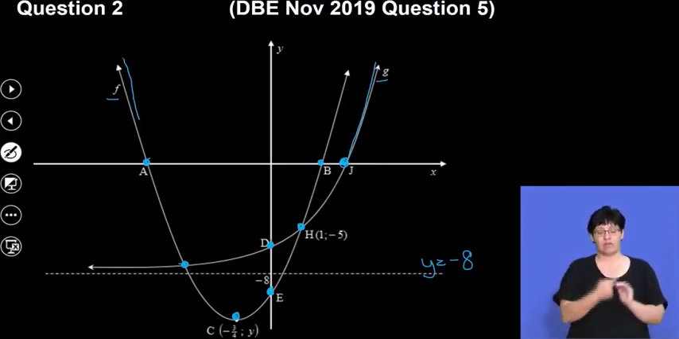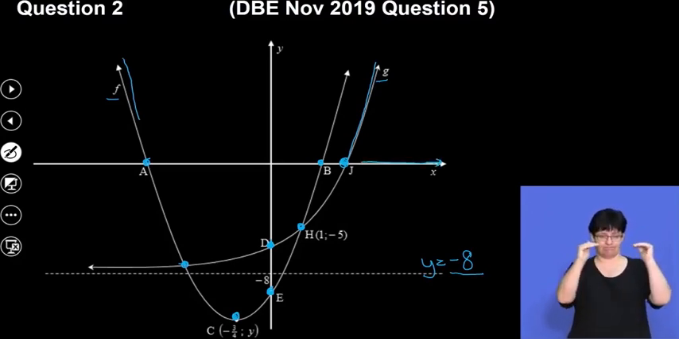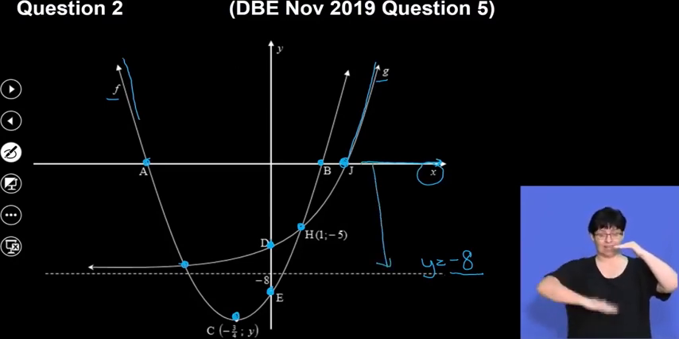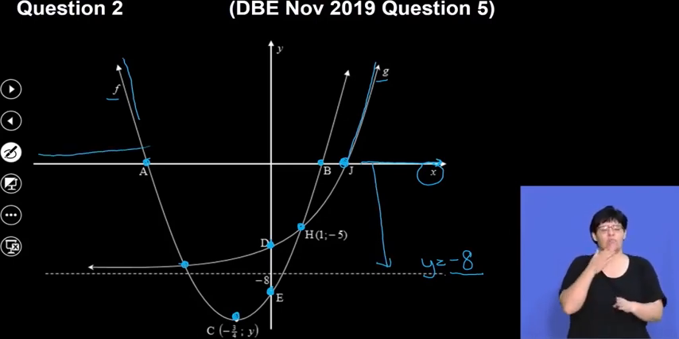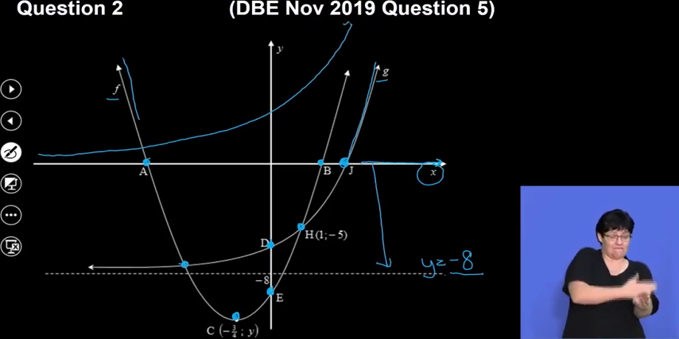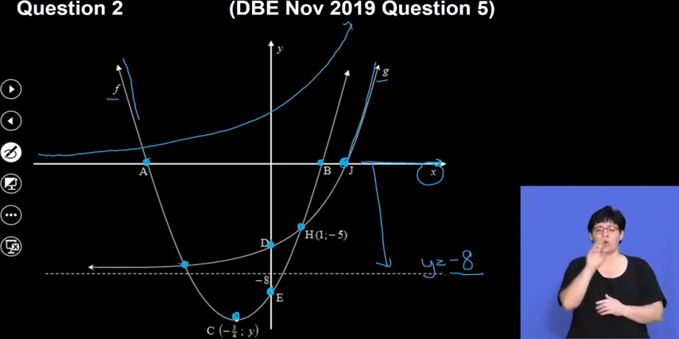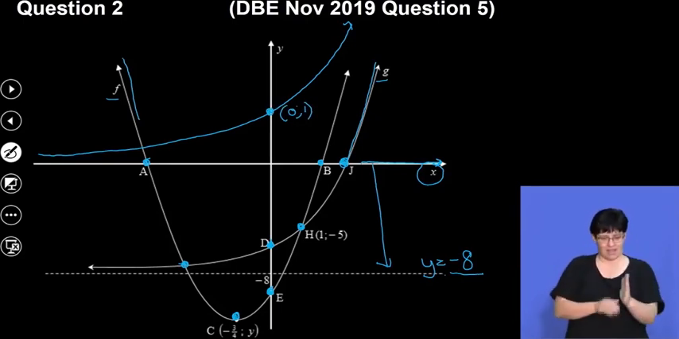So this exponential graph has been translated downwards by 8 units. So it used to have a horizontal asymptote that was the x-axis. But now the horizontal asymptote has moved all the way down to y equals -8. So if we think about what this exponential function would have looked like before it was translated down, it would have looked like that, and it would have gone through 1 on the y-axis, which has the coordinates 0, 1.